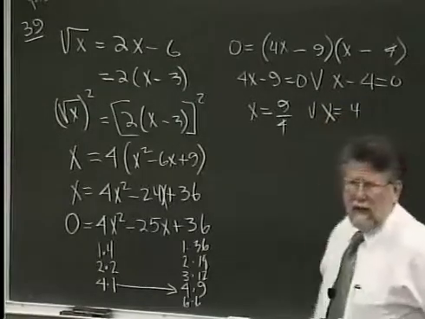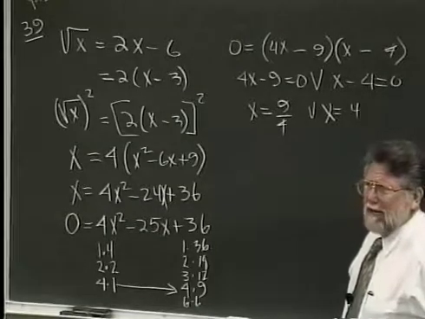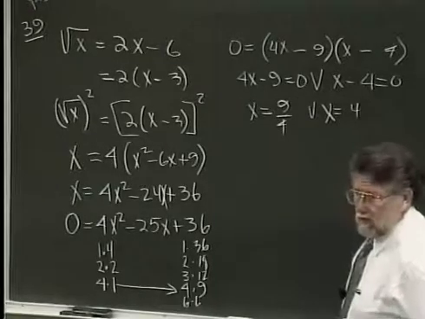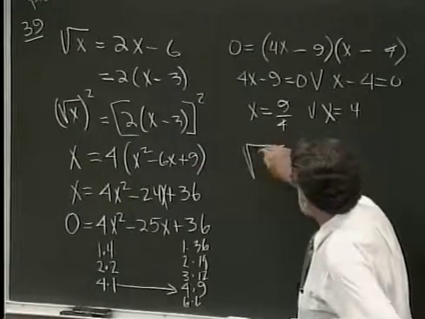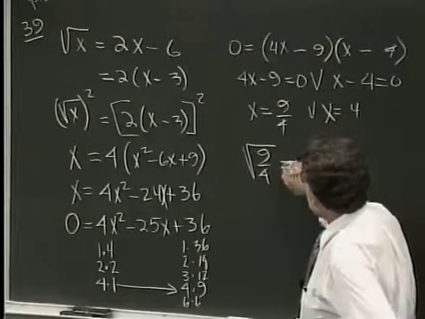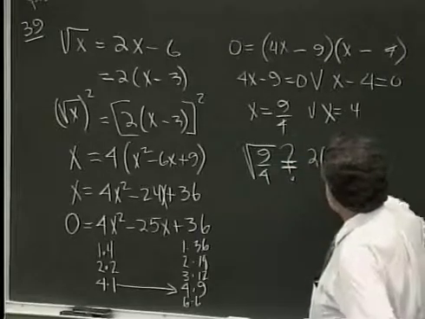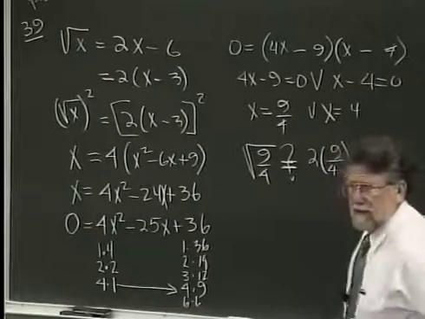Now, what am I obligated to do? Check the answers. And I think with what happened in those two first problems that we had, you understand why it's appropriate to do the check. So let's see what we have. The square root of 9 over 4, and I'm wanting to know, does that equal 2 times 9 over 4 minus 6? That's my question.